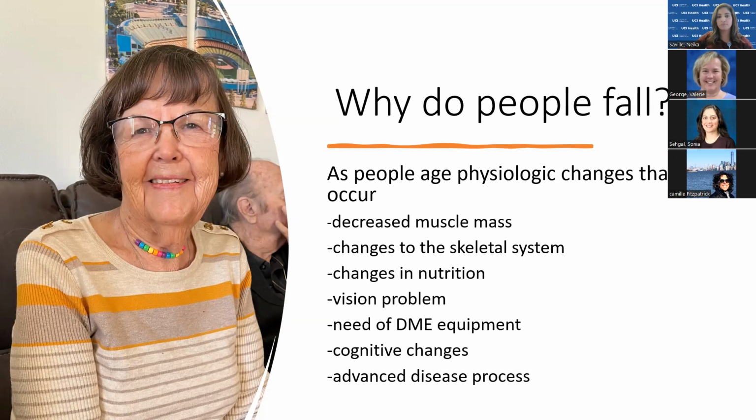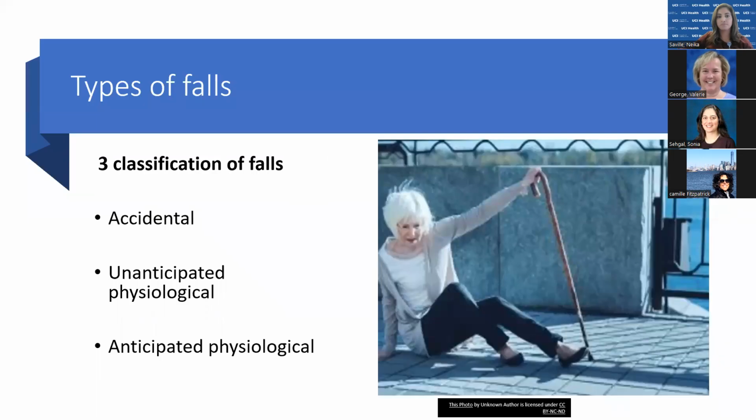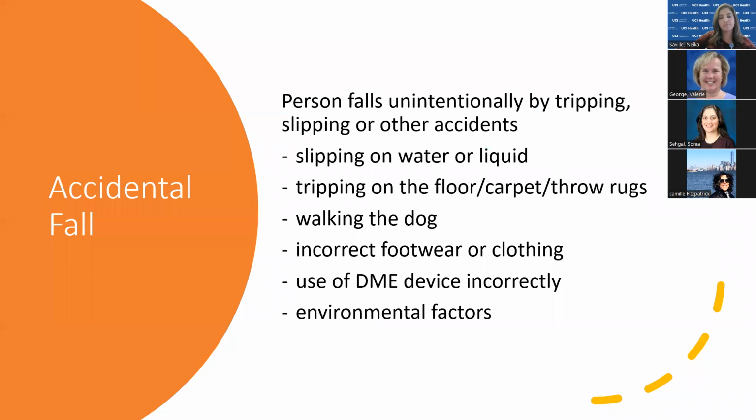So what types of falls are there? There are 3, next slide. Types of falls, 3 classifications of falls: accidental, unanticipated physiological fall, or an anticipated physiological fall. Next slide. Okay, first I'm going to talk about accidental fall. So this is a person falls unintentionally by tripping, slipping, or other accidents. This is about 14% of the population who have these types of falls.